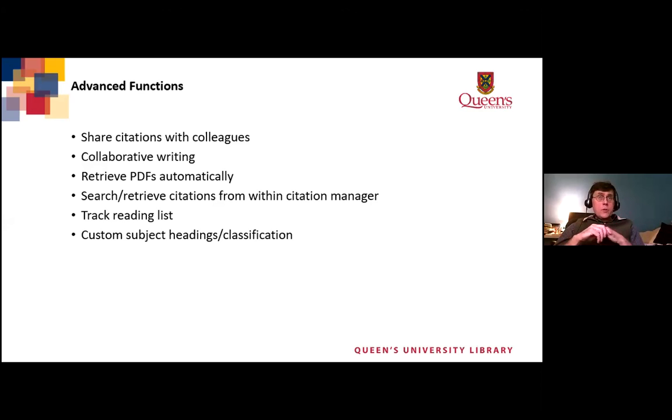I've already showed you how to retrieve the PDFs automatically. That works super well on campus, not so well off campus. I've showed you how to search and retrieve citations from within the citation manager by connecting to those other databases like PubMed and Web of Science. You can use it to track a reading list. So if you have a folder of references, you can just click off which ones you've read and keep track of your reading that way.